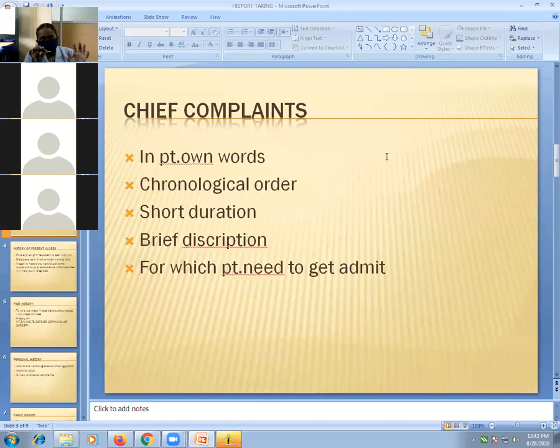So fever is a chief complaint mainly associated with respiratory system. Fever in cardiovascular system is rare.